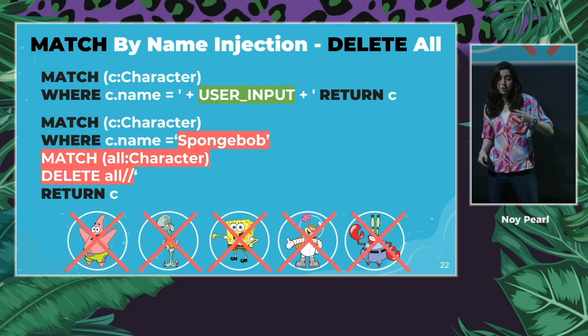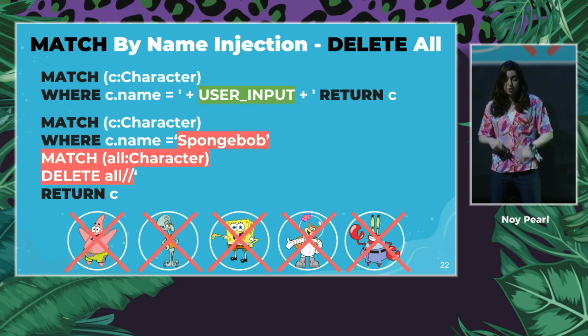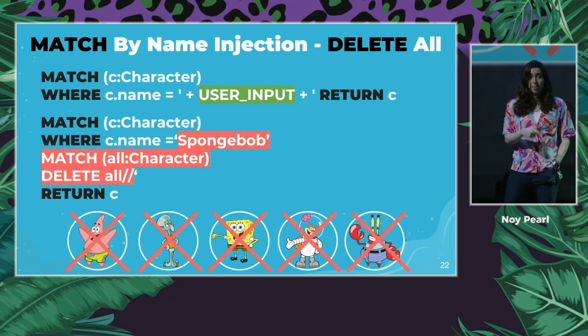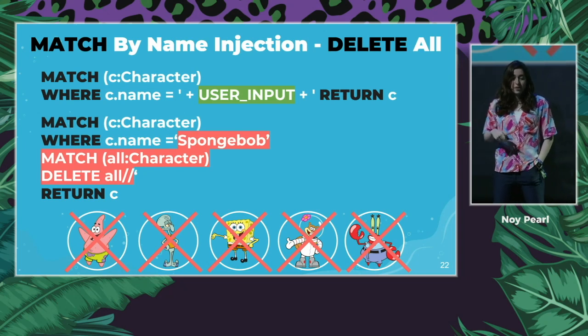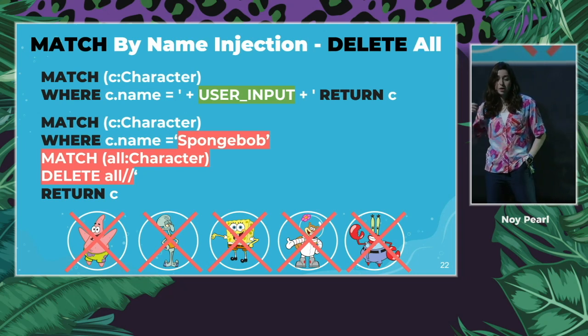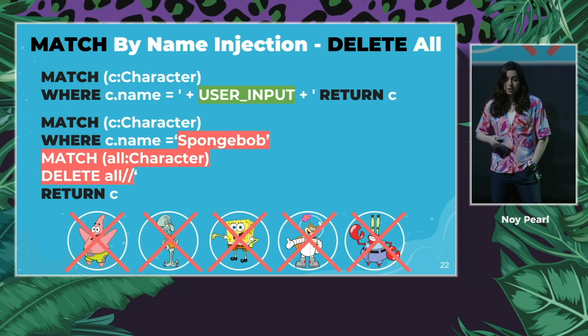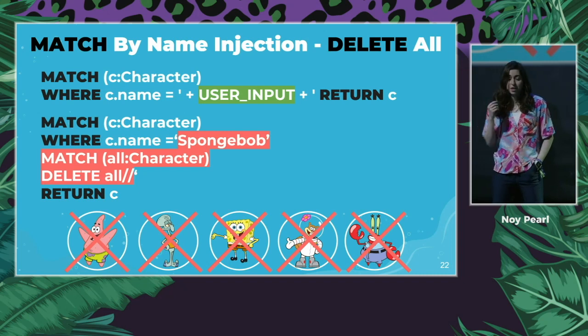The first one will be match with all character, so we will create a variable called all to get all the labels that has the character, and then we'll insert delete all, so we will be able to delete all the characters. So again, we'll do two actions right here. First of all, we will get all the characters, and then we will delete all the characters. And this will be our injection.